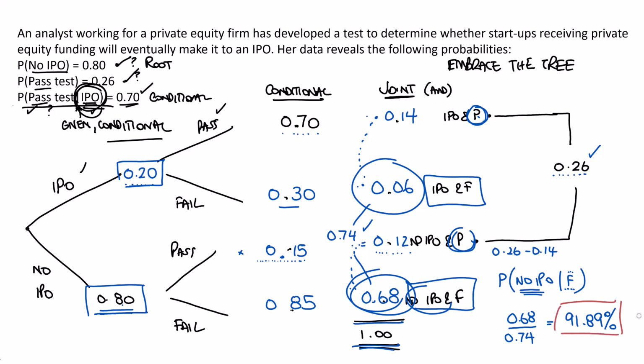91.89%. Our original probability of no IPO, 0.8. So once again, the test does have some value. Bayes' theorem, everyone, an absolute belter.